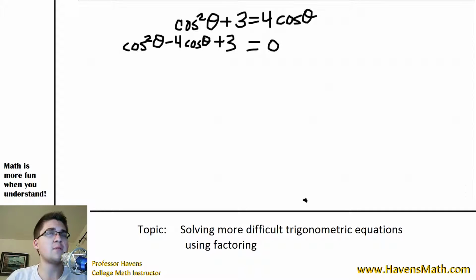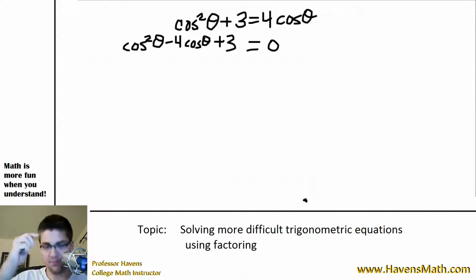All I did was subtract the 4 cosine theta to the left side using the subtraction property. And you might be wondering, why did I put it in the middle? Just to go from squared to not squared to constant, kind of like if we were writing x squared minus 4x plus 3, in order of decreasing power. From here, after we set it equal to 0, the next step would be to factor this equation.